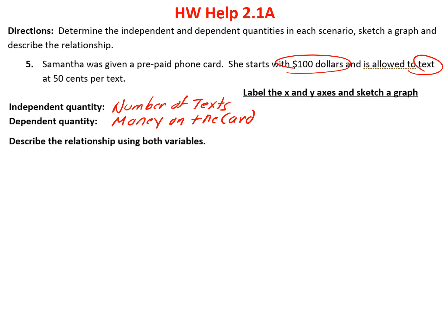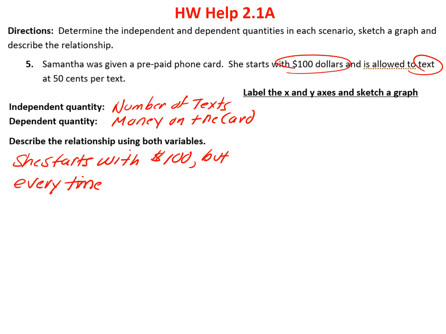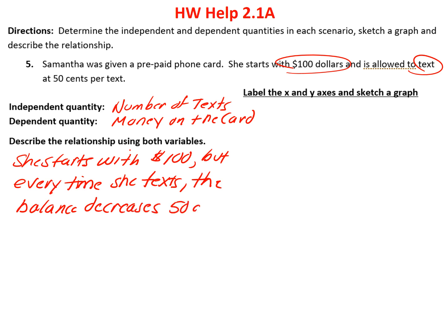Now, the way this relationship works is she starts with $100, but every time she texts, the balance decreases $0.50, probably until she uses up her card or her mom decides to put more money on the card.